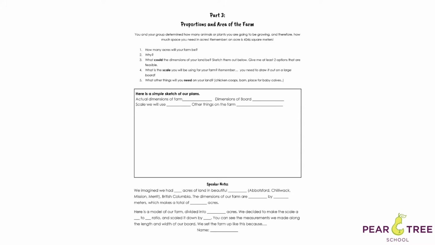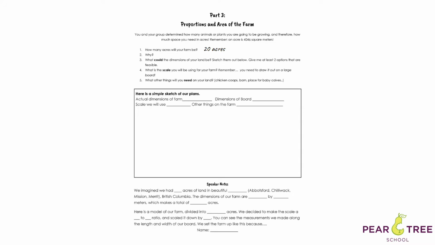And so as a result of that, they'll then have these questions. The first question is, how many acres will your farm be? So they may decide that their farm is going to be 20 acres based on the information they've researched. We're just going to put that, and you don't need to know why. We're not going to answer the question why in the next second question.